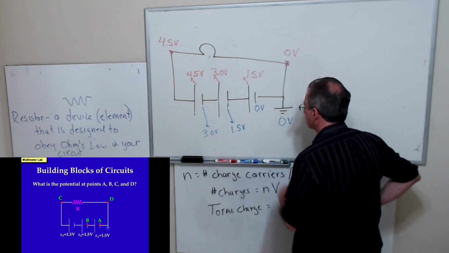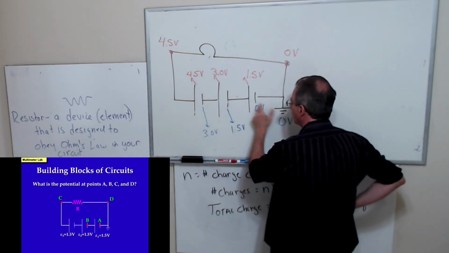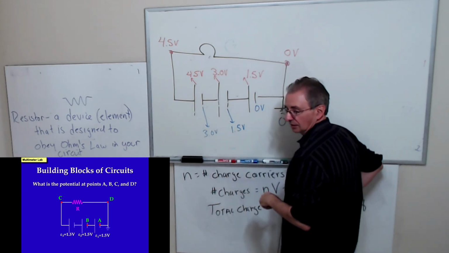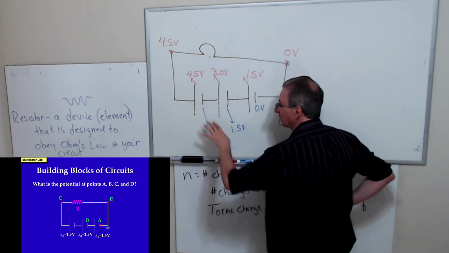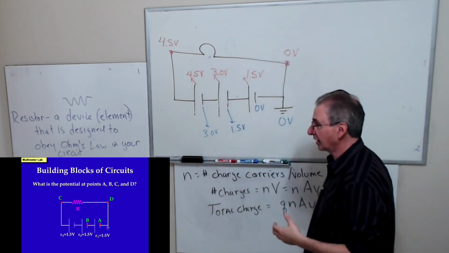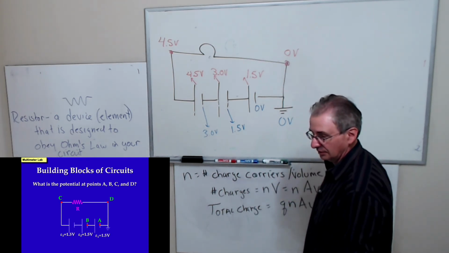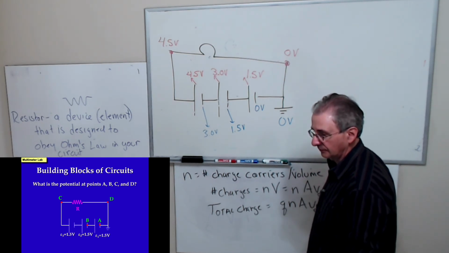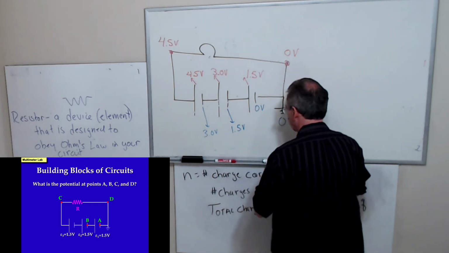Okay? So these are like 3 water pumps in a row. Every time the water goes through the water pump, it gains kinetic energy. And so, as it goes through these 3, it's got a total kinetic energy of 4.5 volts times whatever Q is. And so we say that these are connected in series.